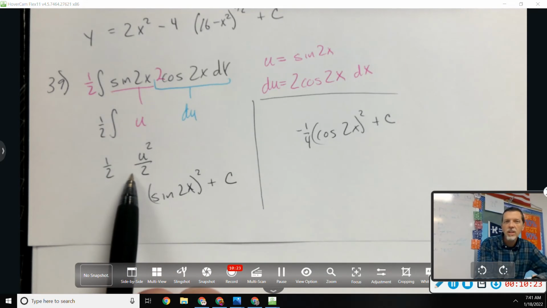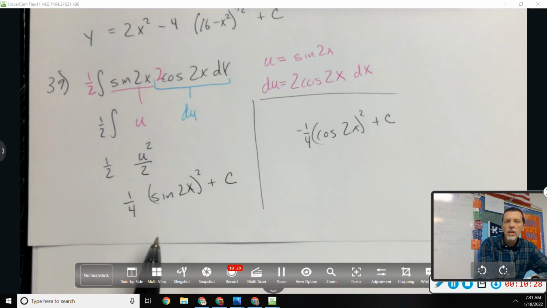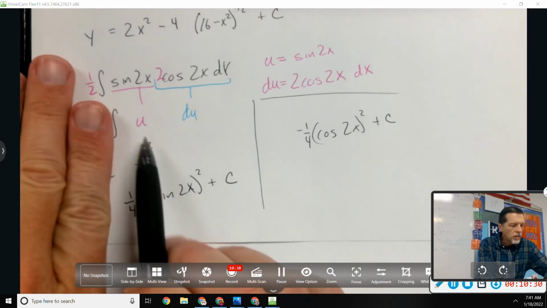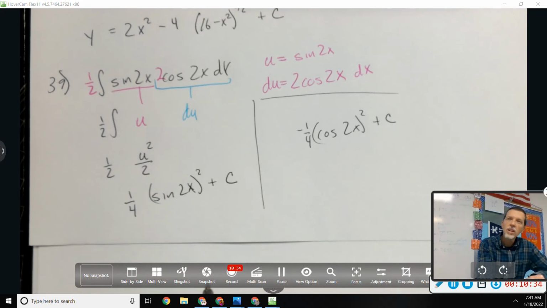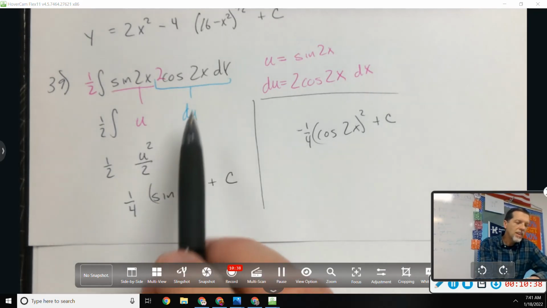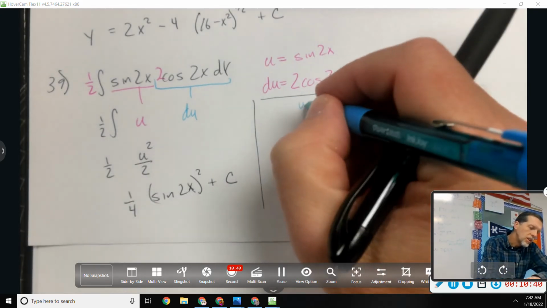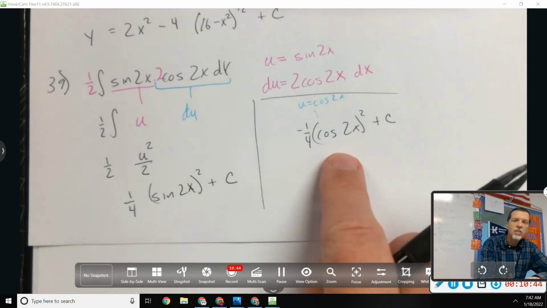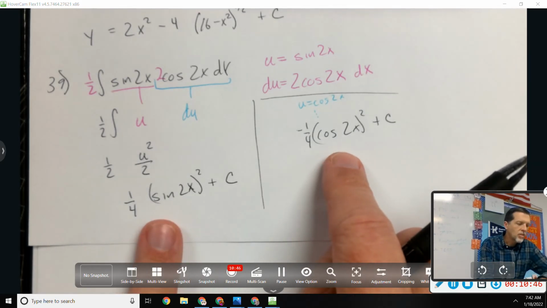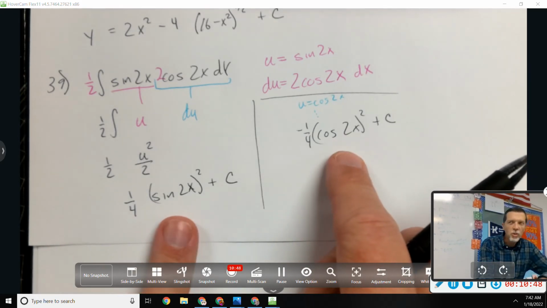But then why do you like 1/4 in the next one? Because the integral of u is u squared over 2, and then I combine those twos. But if we did it the other way, if we said u equals cosine 2x, we land in this place. And so somehow these two things are supposed to be equal to each other.